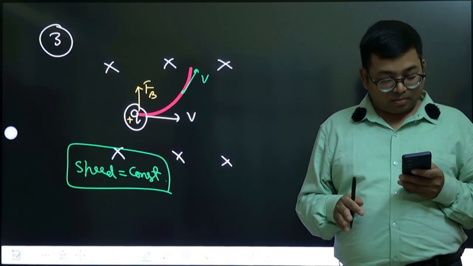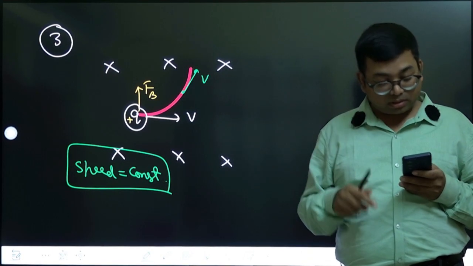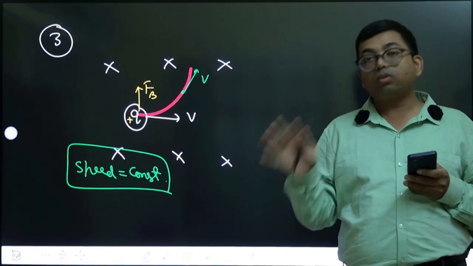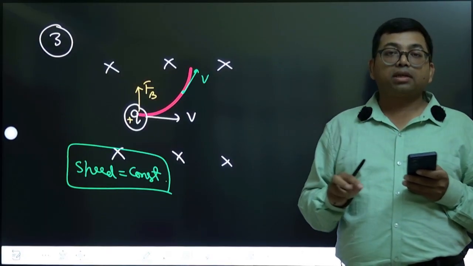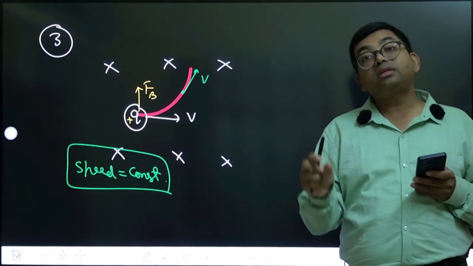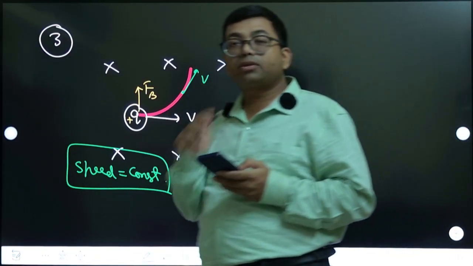Option: direction and speed change? No. Speed remains constant, direction changes. Direction of proton remains constant, although its speed increases? No. So the only thing that is correct is that speed does not change. Speed remains constant, direction changes. It is a uniform circular motion. That's all. Okay, so second option. Let us move next.